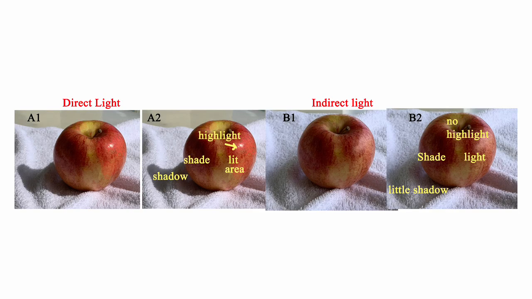With direct light, we get a clear light and shaded area and a shadow that's obvious. These are absent with indirect light. And also with direct light, we get a highlight, a clear highlight, which is a reflection of the sun. This is actually a little image of the sun on the apple. And that requires direct light, and it's absent with indirect light.